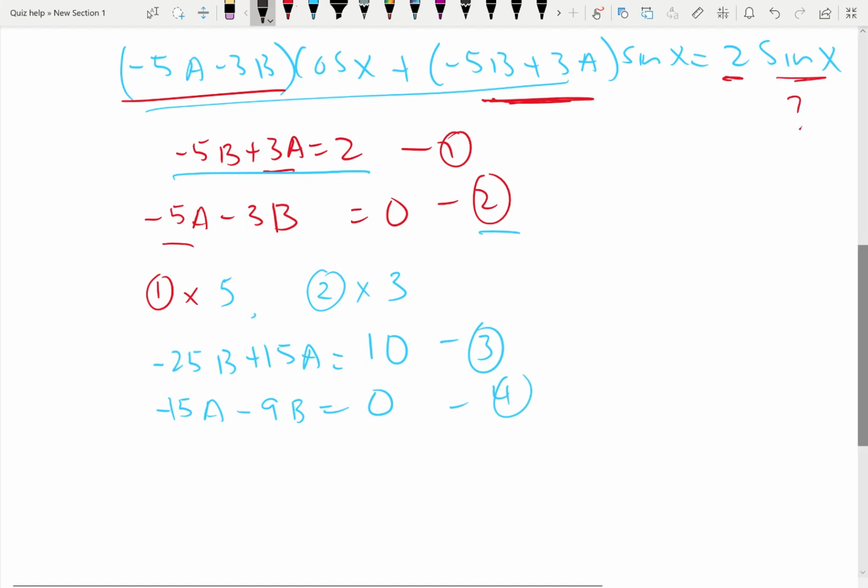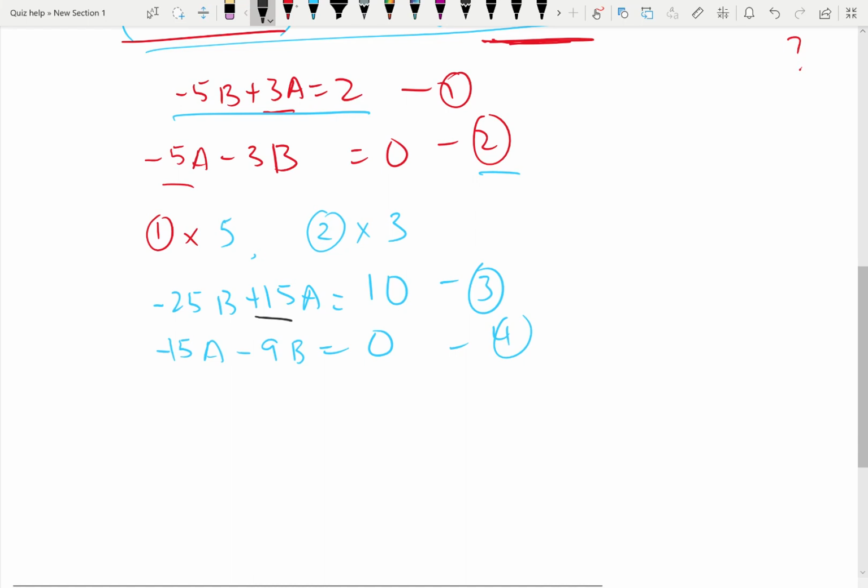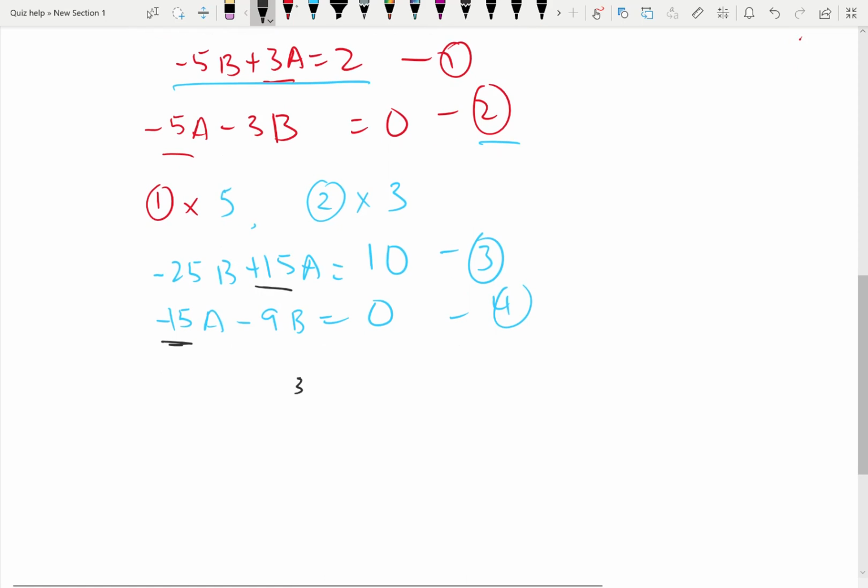Now why did I do that? Because I get the same number for a but with a different sign. So we can add equation 3 and 4. We get a magic, right? If you add equation 3 and 4, negative 25b plus negative 9b is negative 34b on the left. Now negative 15a plus 15a is gone. So a will be gone.